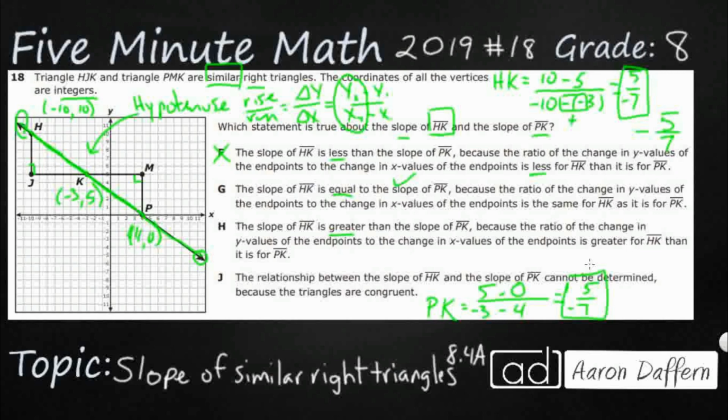The ratio of change, that's what we just figured out right here, is the same, yep, as this one right here. So that is going to be correct. H is greater, that's wrong. What does J say? The relationship between the slope of HK and PK cannot be determined because the triangles are congruent. No, it says similar. So our answer here is G.